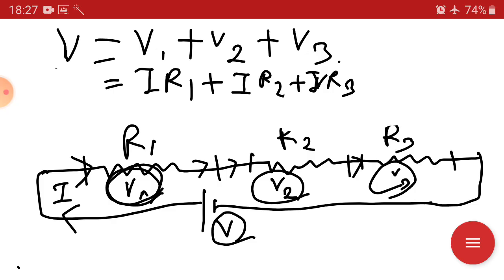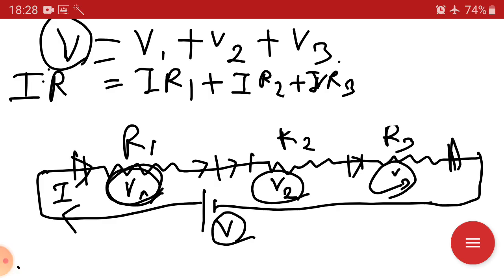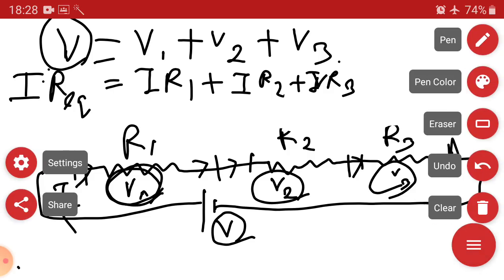Now the total voltage, the source voltage V, will be equal to I times the total resistance, that is R equivalent, the net resistance offered by the circuit. Okay, so now we'll simplify it.